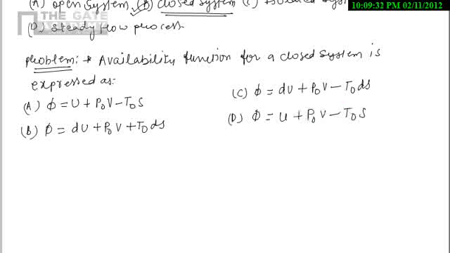So as per our previous discussion, which is based on the theoretical concept of availability and irreversibility, we know the availability function for a closed system will be u plus p naught v minus t naught s. So the correct answer for this problem is A, phi equals u plus p naught v minus t naught s. Now let's take another problem. So I am writing the problem here.